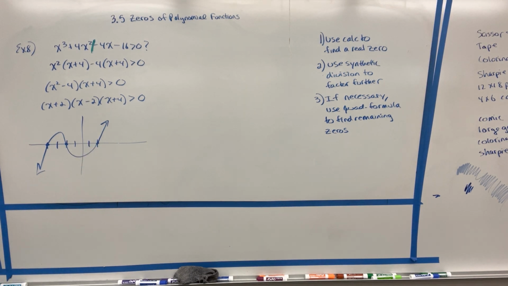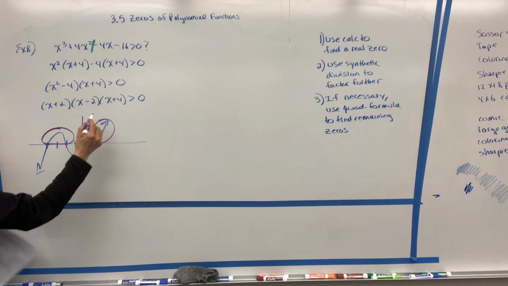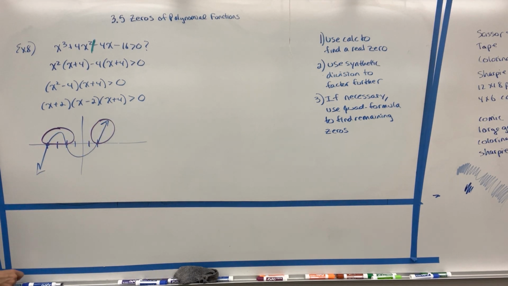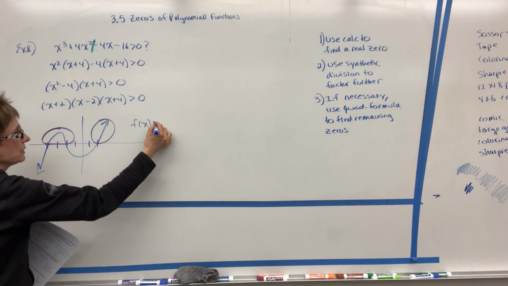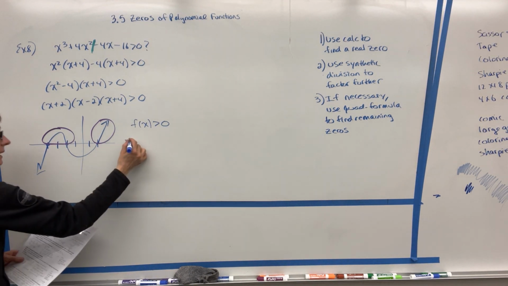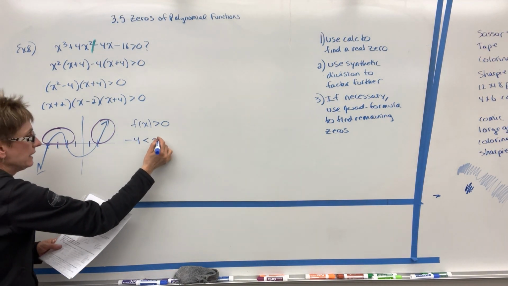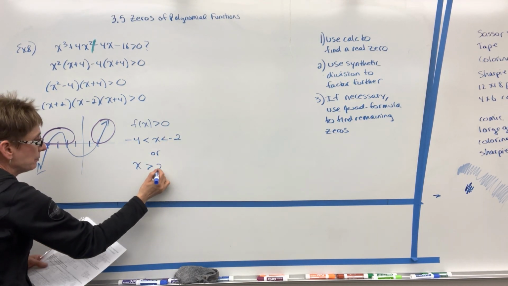Now the question is asking, when is the function positive? So if we look at our graph here, the function is positive in this part of the graph here, as well as this part here. So f of x is positive, or f of x is greater than 0, when x is between -4 and -2, or when x is greater than +2.